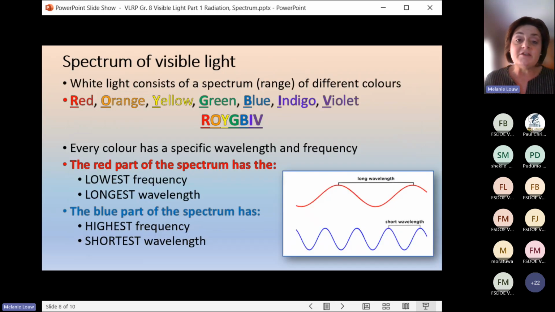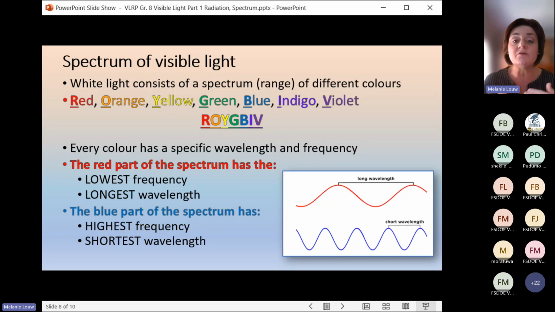So what do you need to know about the spectrum of visible light? Firstly, you know now that white light consists of a spectrum of different colors. A spectrum is a range of different colors from red to violet. And you must know the order in which these colors of light appear in the spectrum. It's first red, then orange, then yellow, then green, blue, indigo, and violet.